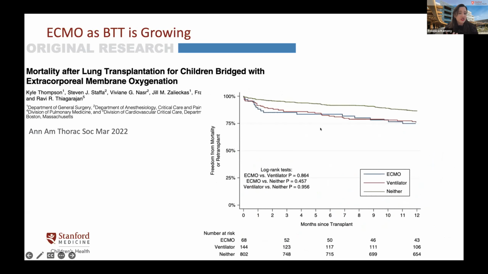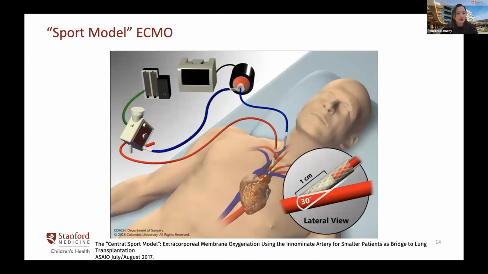And actually, although patients who are supported with either mechanical ventilation or ECMO do have higher in-hospital mortality compared to those requiring no life support, their 1 and 5 year survival outcomes are really no different. So perhaps it's a strategy we should be using, but there are several considerations we need to make.